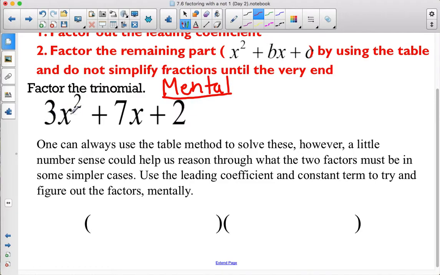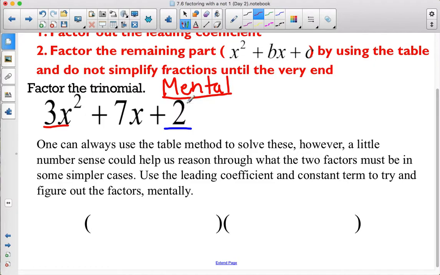Yesterday we would have divided the 3 out first and made thirds. I want to talk through one where maybe we don't do that. Instead of always using the table to solve these, a little number sense could help us reason through what two factors must be in some simpler cases. So what we're going to do is use the leading coefficient, which is this 3, and then the x squared, because that's the highest power. And then we're going to use the constant term 2 to guide us.